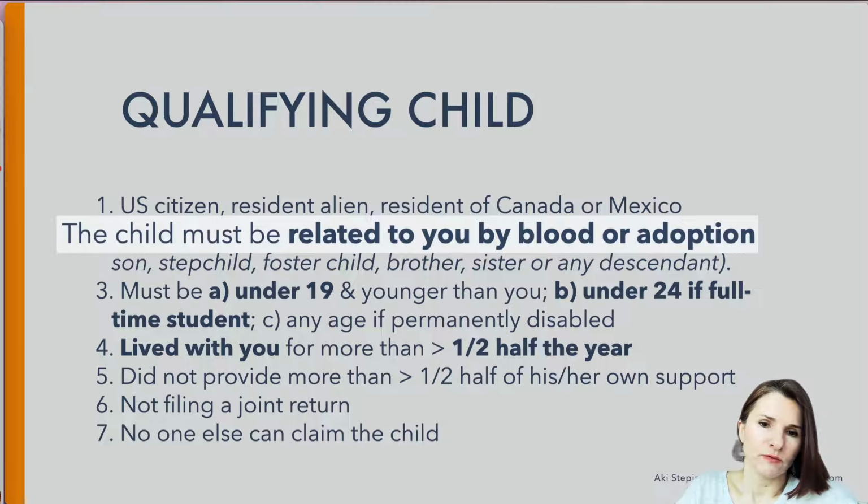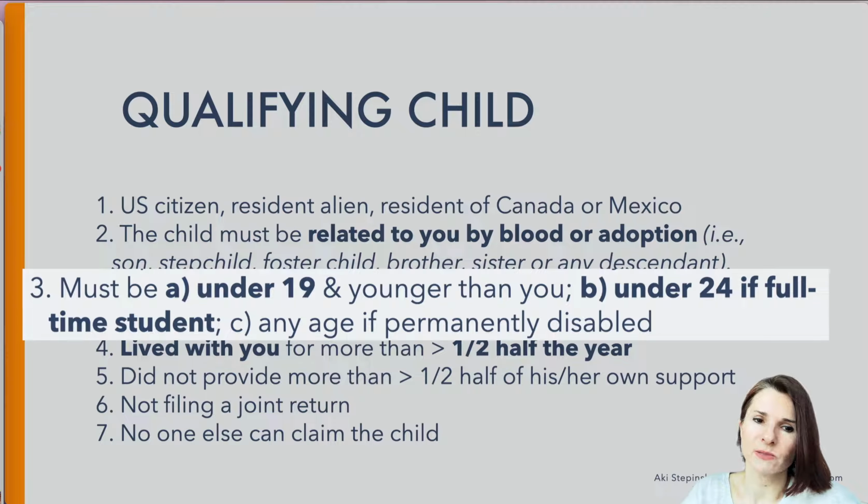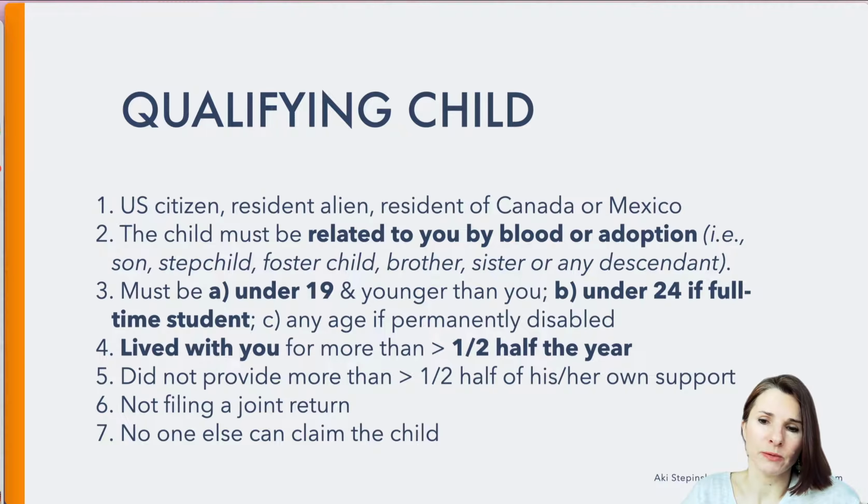Could be a stepchild, foster child, brother, sister, or any descendants of them. Must be under 19 or younger than you. So in this situation, when you, let's say, remarry and your spouse is much older than you, they might have children that are about your age. So you have to consider that. The qualifying child can be under 24 if they're a full-time student, or any age if they're permanently disabled.